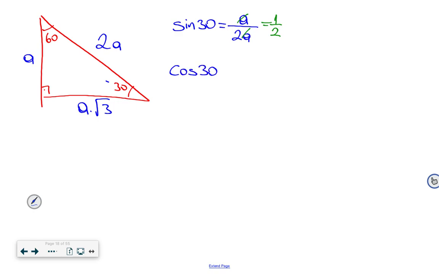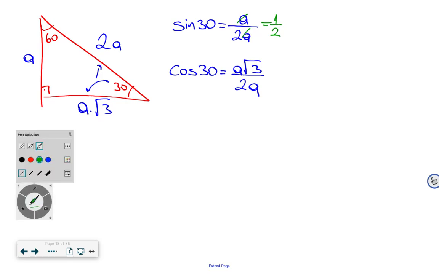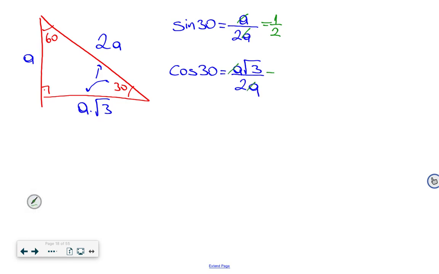Next is cosine 30. Cosine function can be calculated adjacent over hypotenuse. Adjacent side is A radical 3 over hypotenuse is 2A. When you simplify the A, you can get radical 3 over 2 is always the trigonometric ratio of cosine 30.